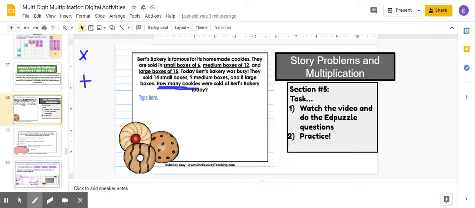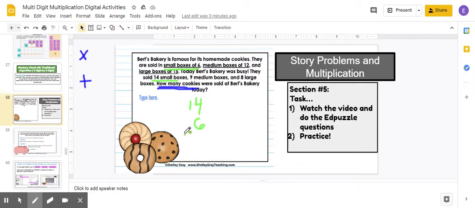So what's nifty here is you can choose out of all of the strategies that you have for multiplying. You can choose any of those strategies that you are most comfortable with, and whichever one ideally is the most efficient. So we're going to say, okay, well, if Bert has these cookies, let's choose green for small boxes. We have 6 cookies in a small box, and we have 14 of those. So we're going to do 14 and multiply that by 6.